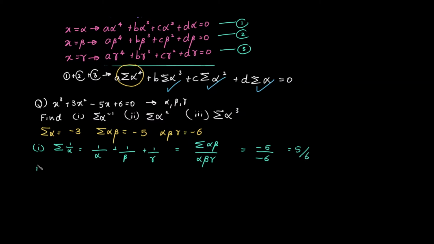Now let's look at the sum of the squares of the roots, sigma alpha squared. That is equal to sigma alpha whole thing squared minus 2 times sigma alpha beta. So just plug in these values and you get sigma alpha squared very easily.